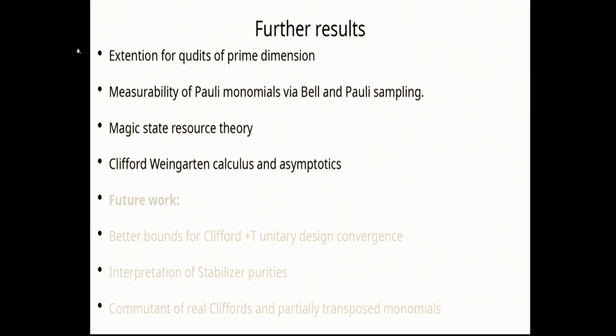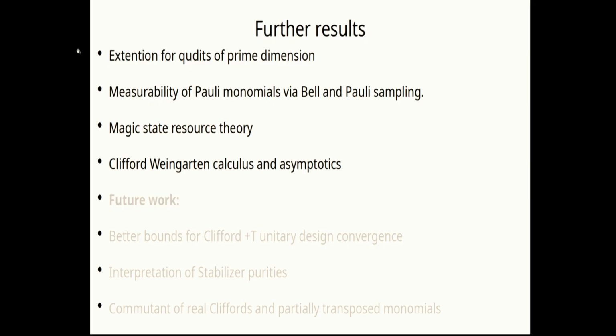Yes, so some further results we have. In our paper, we also extend everything to qudits. There, the formalism becomes a bit more complicated. We now have finite fields, not just binary vector spaces. We also talk about the measurability of these operators via Bell sampling. Quite a few of them have already been studied within that context, and we find sufficient conditions for when these operators can be measured in experiment. And we also define magic state resource theories based on these operators to classify non-stabilizerness.